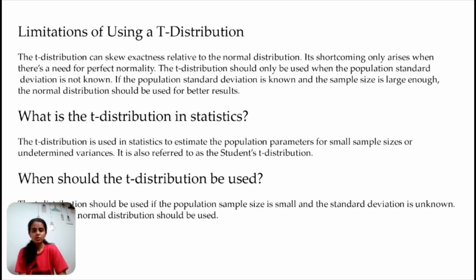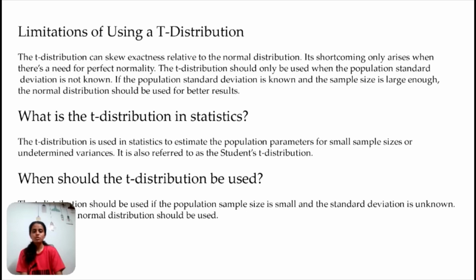Next, we'll see what are the limitations of using the t distribution. The t distribution can skew exactness relative to the normal distribution. Its shortcoming only arises when there is a need for perfect normality. The t distribution should only be used when the population standard deviation is not known. If the population standard deviation is known and the sample size is large enough, the normal distribution should be used for better results.